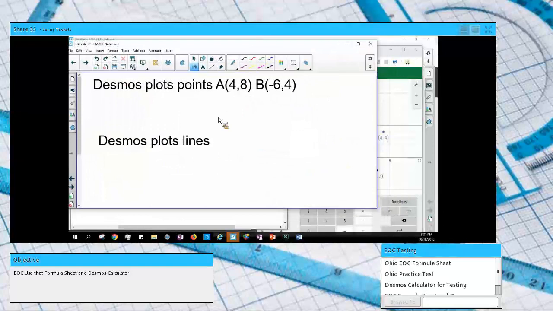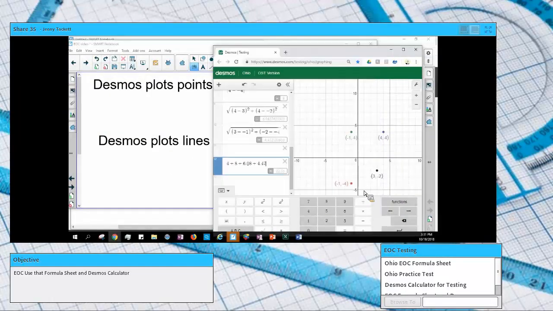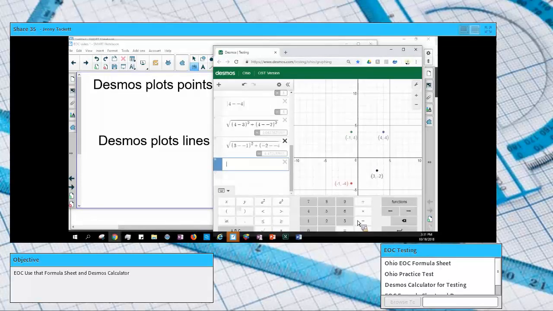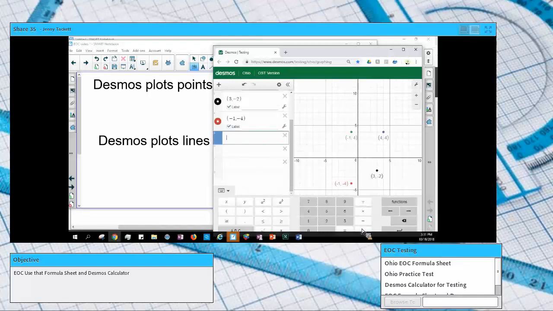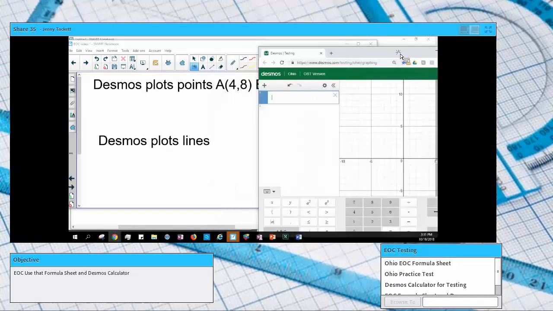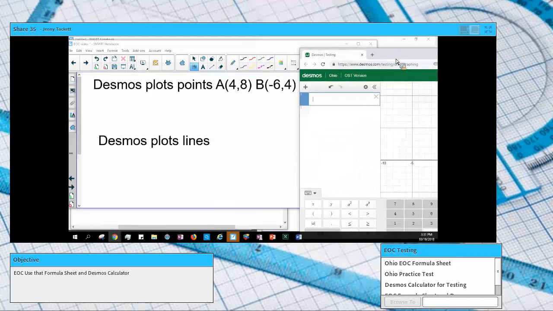We know that Desmos plots points, but can it help us if we're given these 2 points, find the equation of a line? Well, let's see what we can gain from Desmos, what it will do for us. So I have a point, 4, 8, plot it and label it. And I have a point, -6, 4, and I'm going to label that.